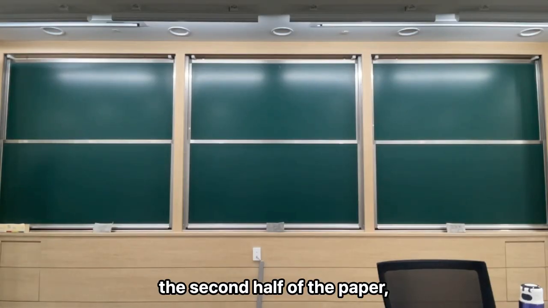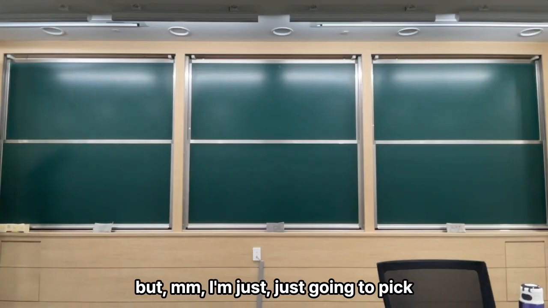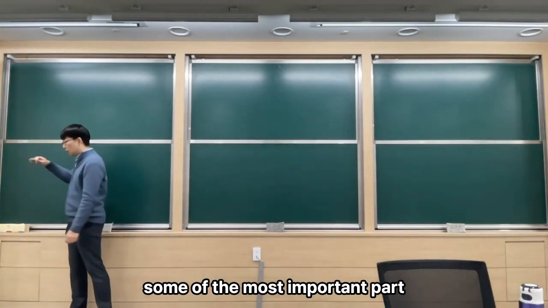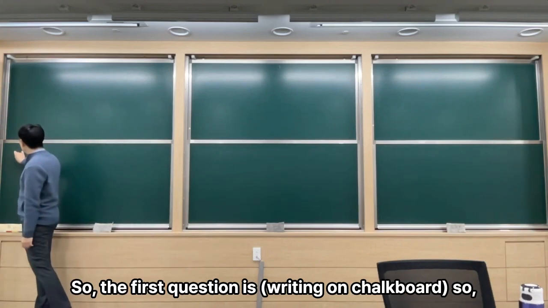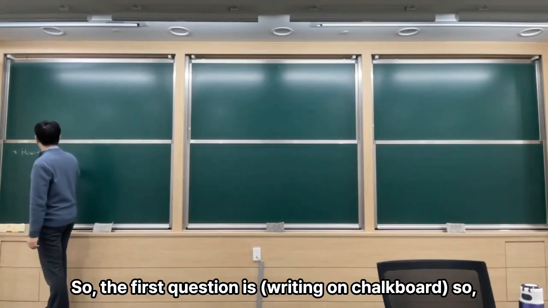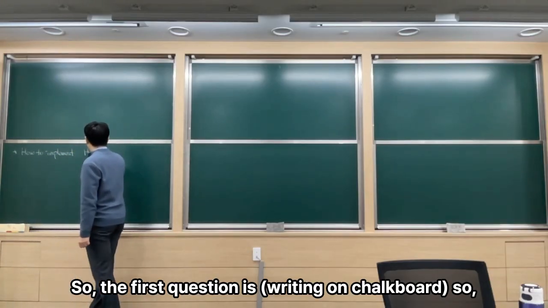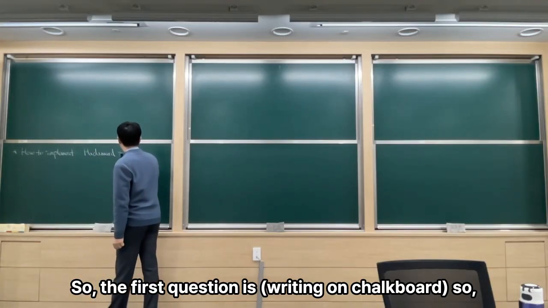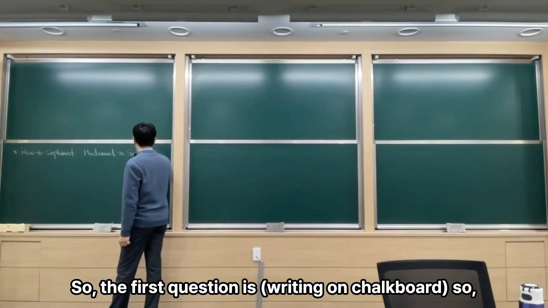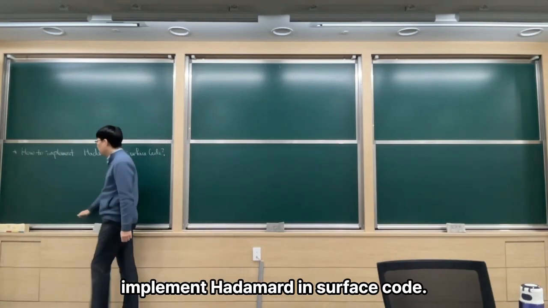I'm going to introduce the second half of the paper, not exactly the entire second half, but I'm just going to pick some of the most important parts that are introduced in the paper. So the first question is, how to implement Hadamard in surface code.